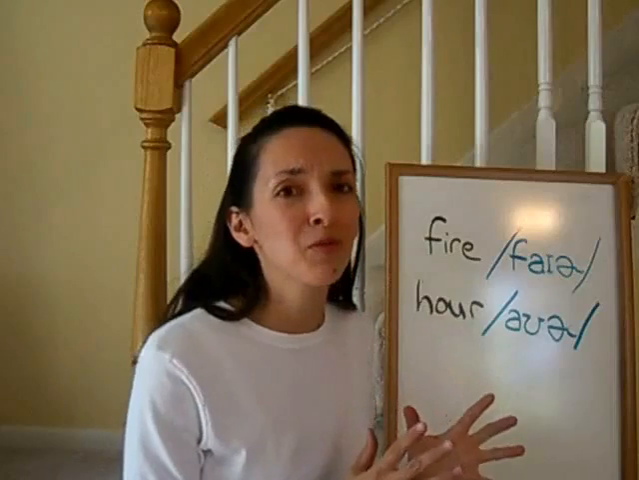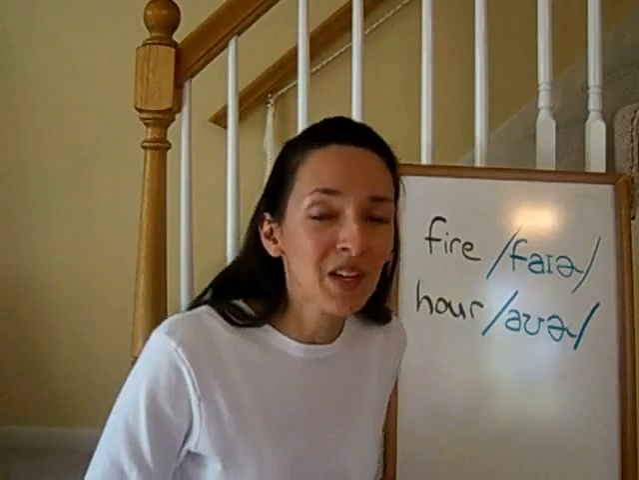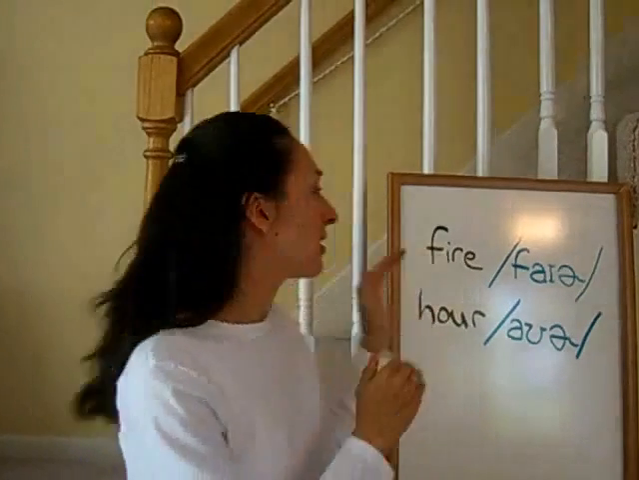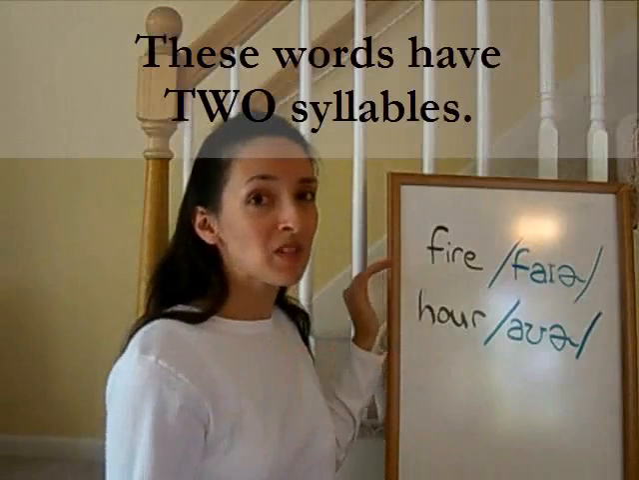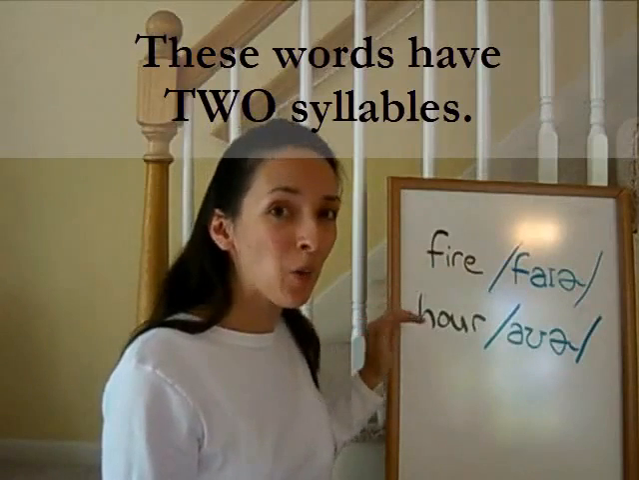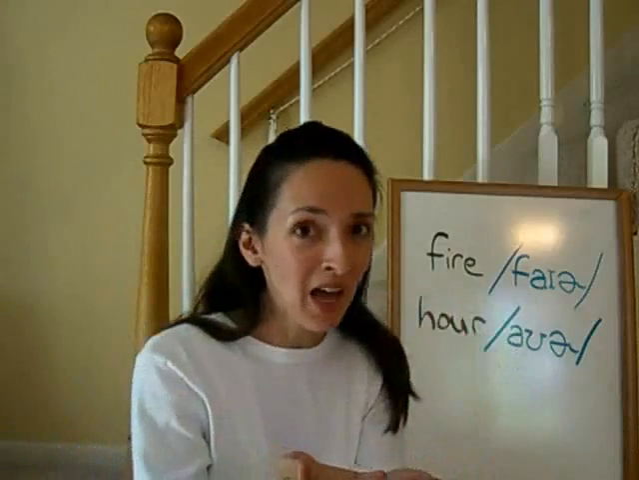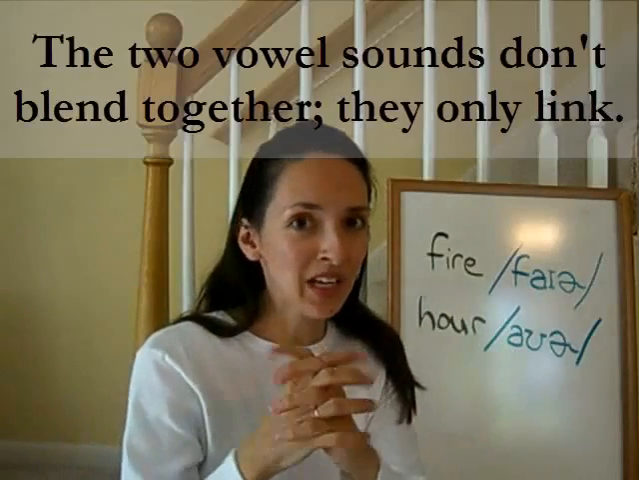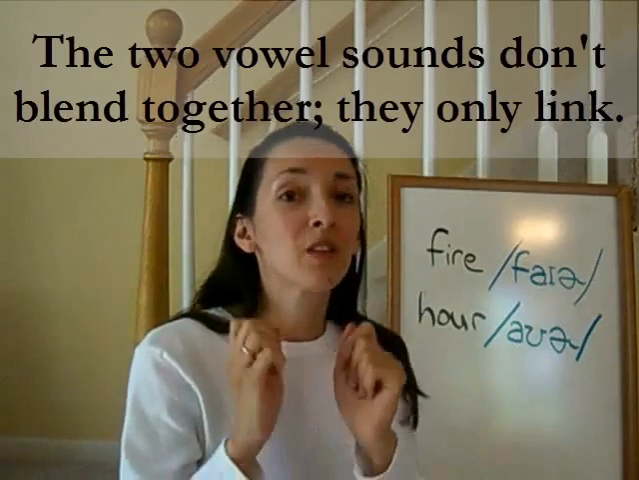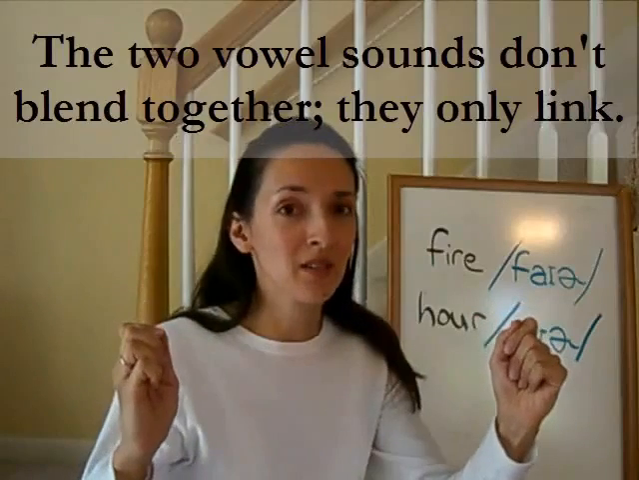Now, unlike the words we just practiced, we also will have words like fire, hour. This is a smaller group of words, but we need to talk about them because they're different. These words have 2 syllables: fire, hour. We have 2 vowel sounds, and there is a gliding, but there isn't a joining to make one vowel sound. The vowel sounds remain separate.